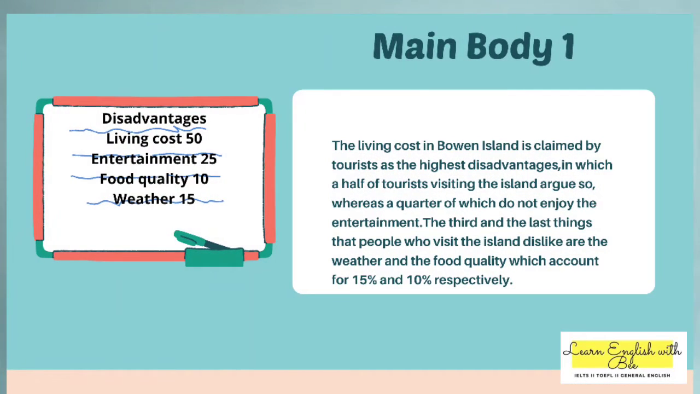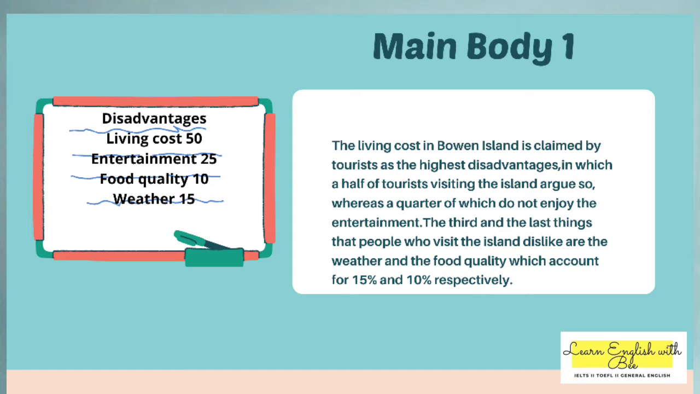And here is the example, as you can see on the presentation. I wrote, the living cost in Bowen Island is claimed by tourists as the highest disadvantages, in which a half of tourists visiting the island argue so, whereas a quarter of which do not enjoy the entertainment. That's the first sentence of the first body.